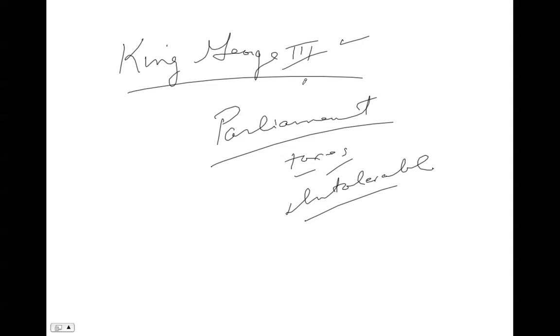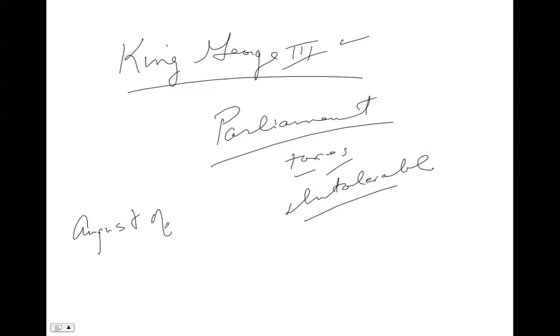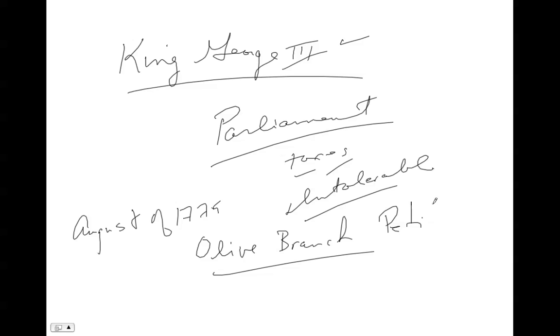The Second Continental Congress in August of 1775 sent an Olive Branch Petition. You probably heard of that, learned that in high school, to King George III, which he would not even read. He wasn't the best reader in the world anyway. And then he proclaimed the colonies to be in rebellion. And once he did that, that meant that the rebel leaders would be hanged.